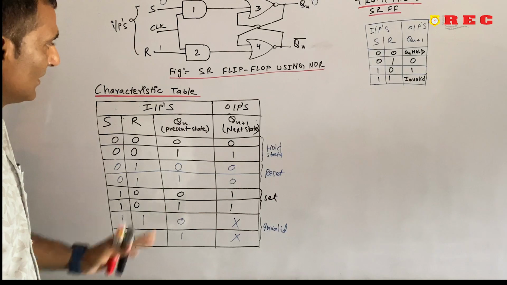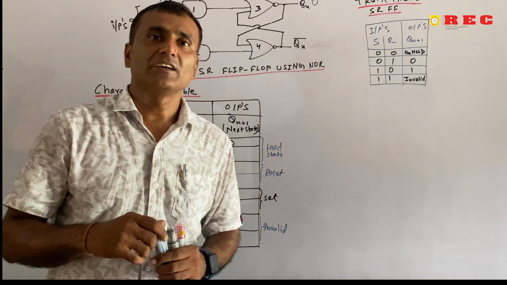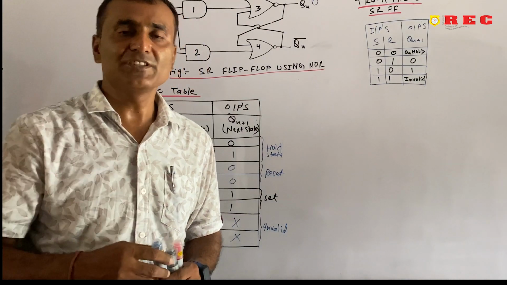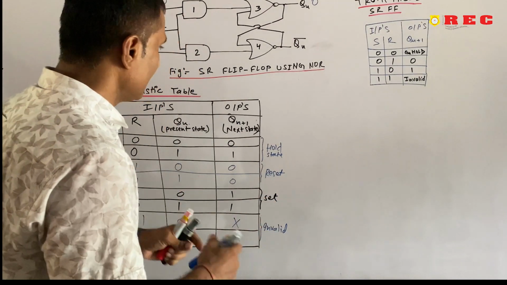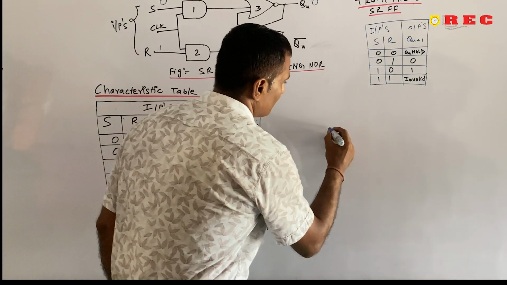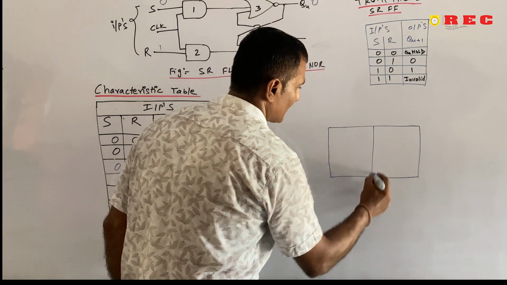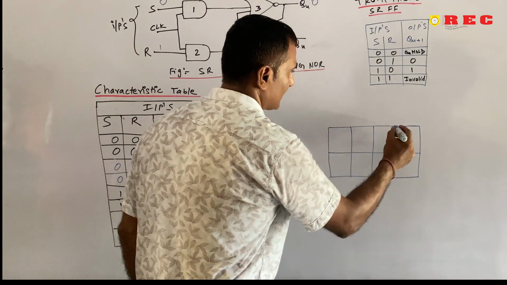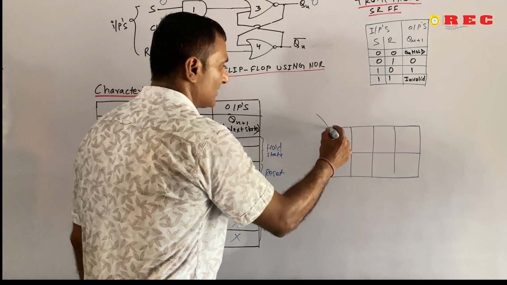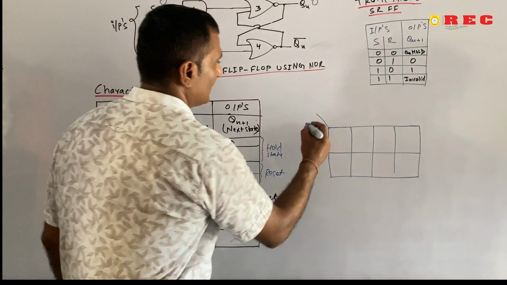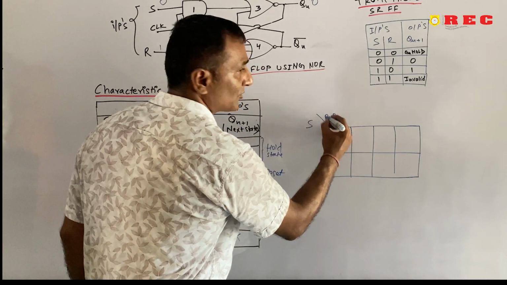Now we will see the characteristic equation. For the characteristic equation, we know it easily by K-map, so we will develop the K-map. See here, there are 3 inputs, so we will make 8 cells. You can make the K-map like this, a rectangle, either horizontal or vertical. I have made it like this. So our inputs are S, R and Qn. These are our inputs.